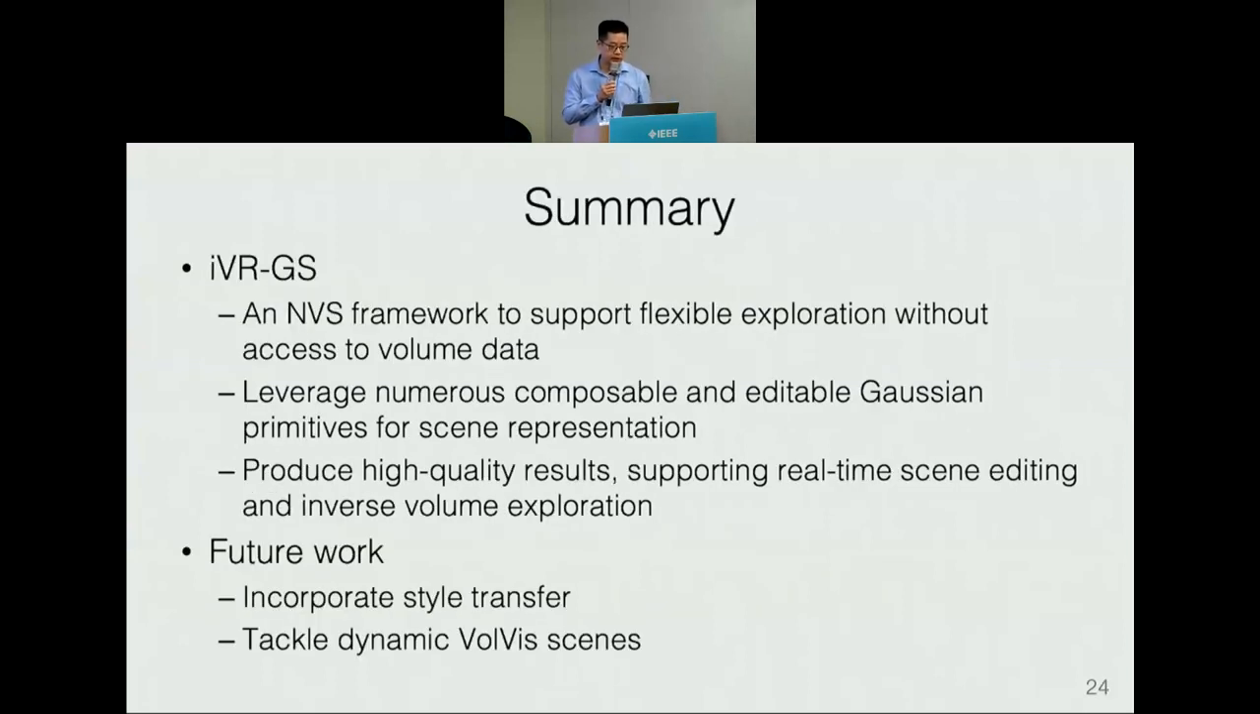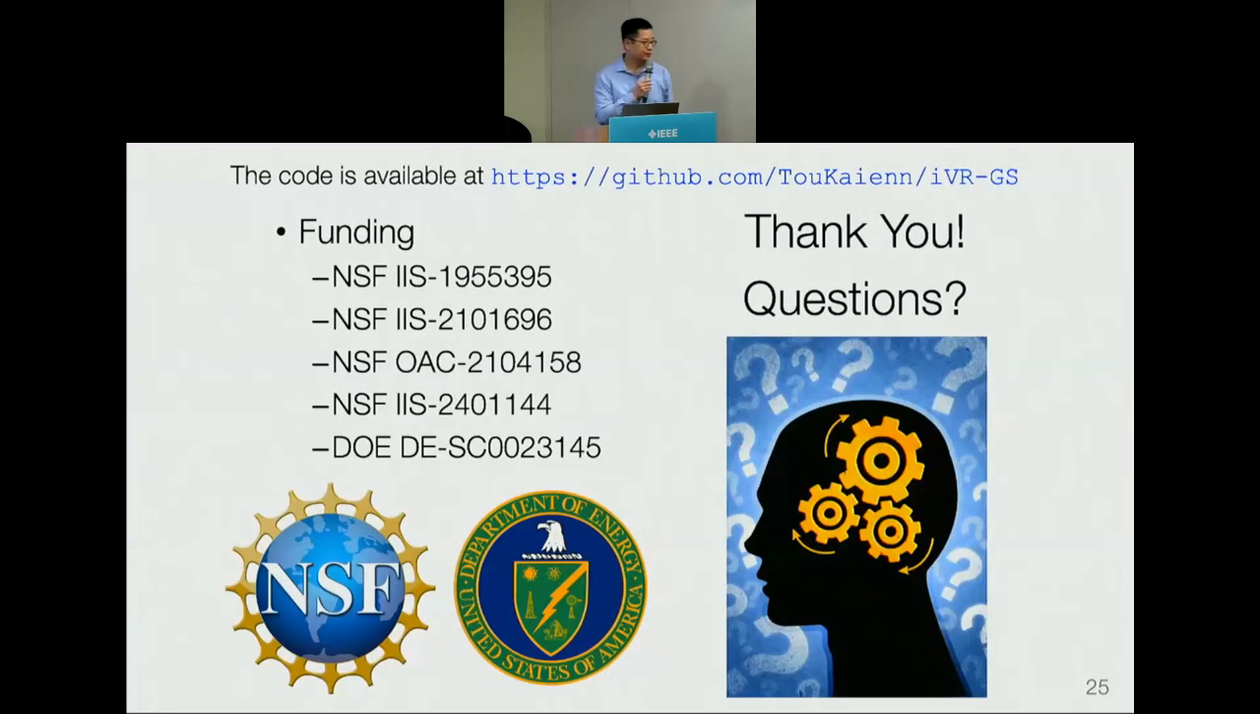Okay, so these are the last slides. We present this novel framework for supporting exploration without access to the original data using Gaussian splatting. The idea is composable and editable Gaussian splatting. We produce high quality results, with real-time rendering at inference time. In the future, we want to incorporate this with style transfer, and also tackle dynamic or time-varying volumetric data. That's all. Thank you.